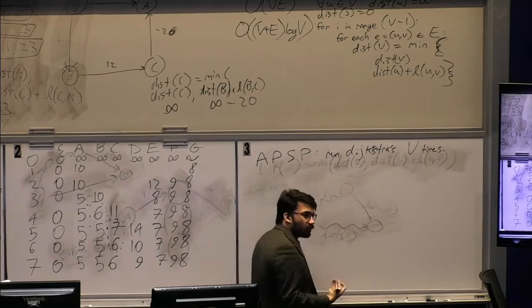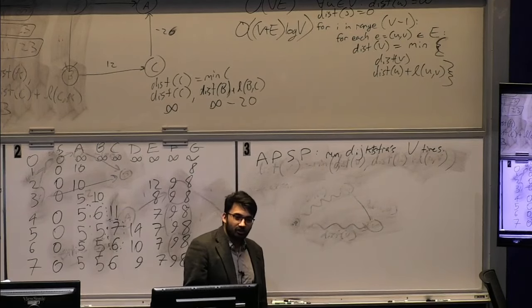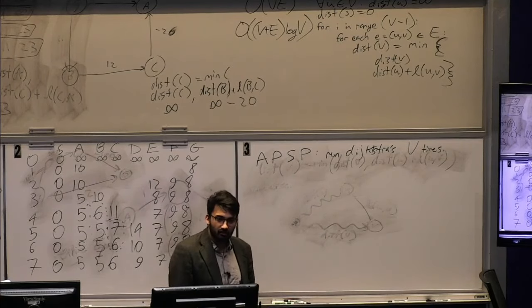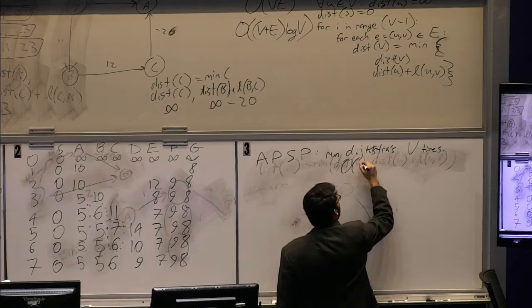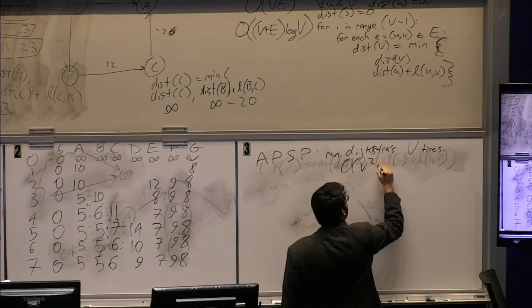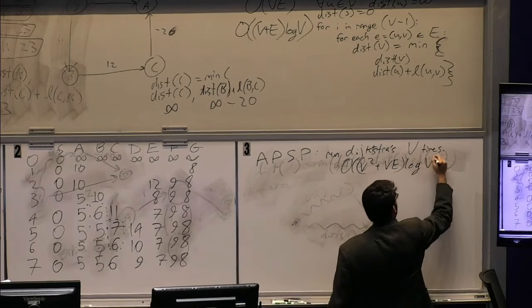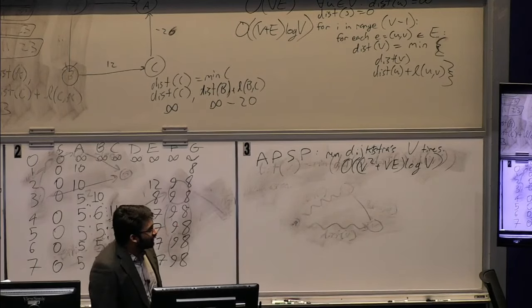If you want to compute the shortest distance for all possible pairs, you simply run Dijkstra's from each vertex as a source and then take a bunch of mins of everything. That's going to give you V times the runtime of Dijkstra's, which is going to be V squared plus VE log V. Right? And actually, that's not too bad, to be honest.